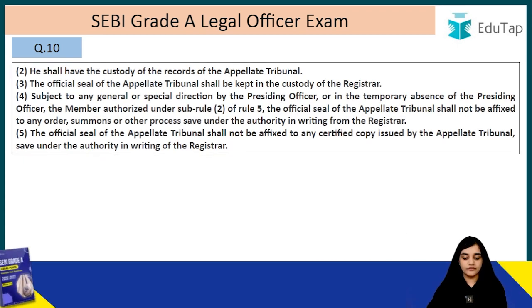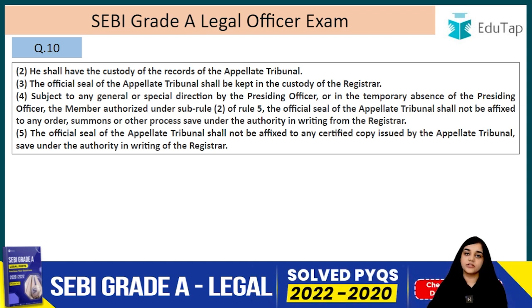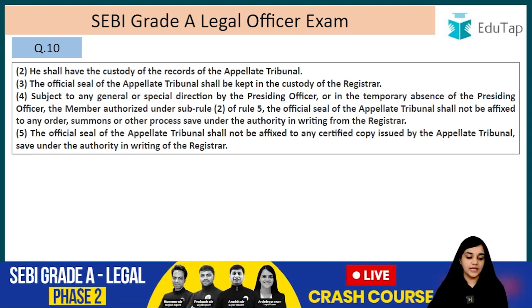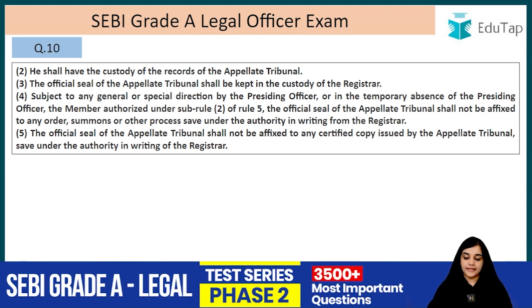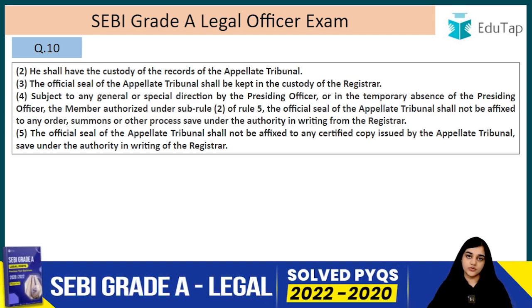He shall have the custody of the records of the appellate tribunal. The official seal of the appellate tribunal shall be kept in the custody of the registrar, subject to any general or special directions by the presiding officer, or in the temporary absence of the presiding officer, the member authorized under sub rule 2 of rule 5. The official seal of the appellate tribunal shall not be affixed to any order, summons or other process save under the authority in writing from the registrar. And the last one, the official seal of the appellate tribunal shall not be affixed to any certified copy issued by the appellate tribunal save under the authority in writing of the registrar. If it is in writing by the registrar, then only it is going to be affixed.